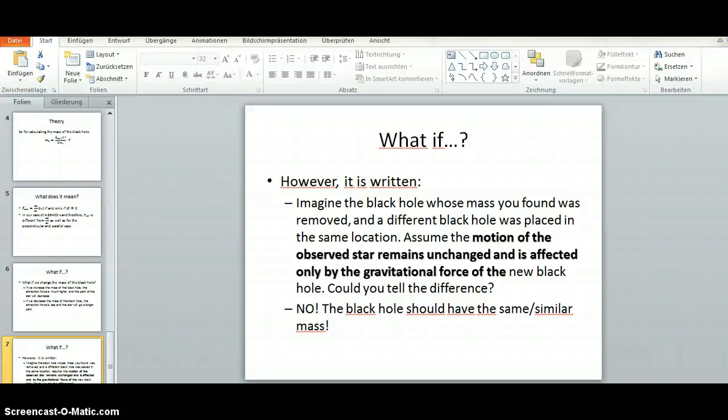Therefore, we cannot detect that the black hole was replaced by another black hole.